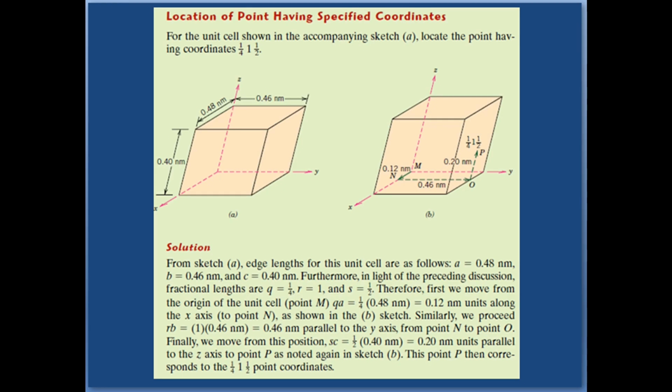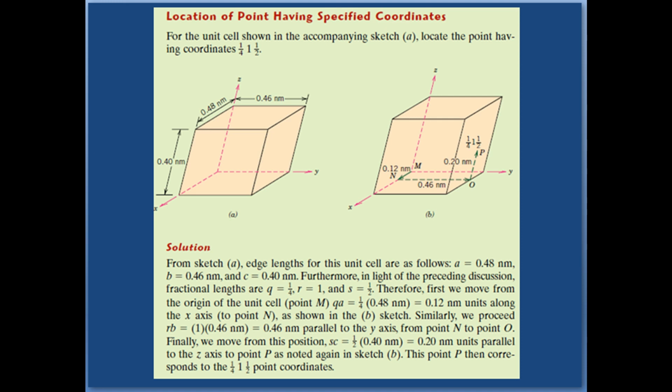Now we are going to discuss this particular concept of point coordinates with one example: location of a point having specified coordinates. We are going to see the example for the unit cell shown in the accompanying sketch A. Locate the point having coordinates 1/4, 1 and 1/2.